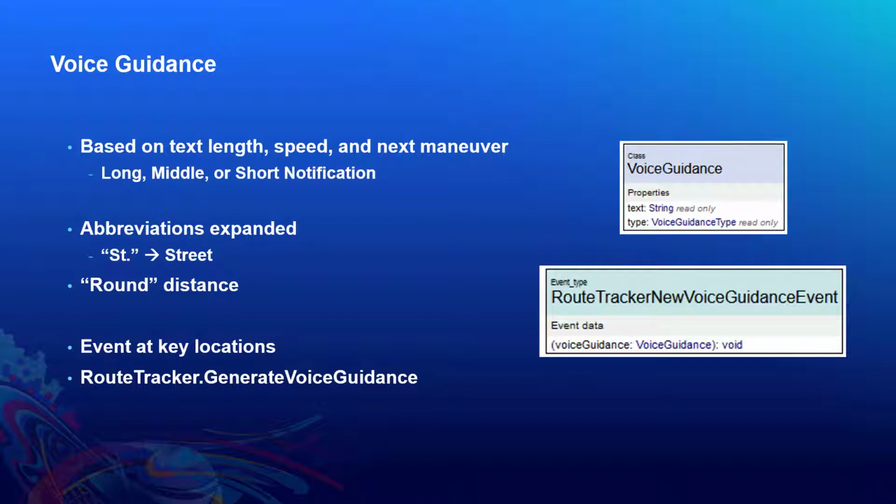Voice guidance. When voice guidance is generated, it takes into account a number of things: the text length of the guidance itself, to help determine how much time is needed to enunciate; the speed of travel and the distance to the next maneuver, to determine how much time is available; and where you are relative to the current maneuver and the next maneuver.